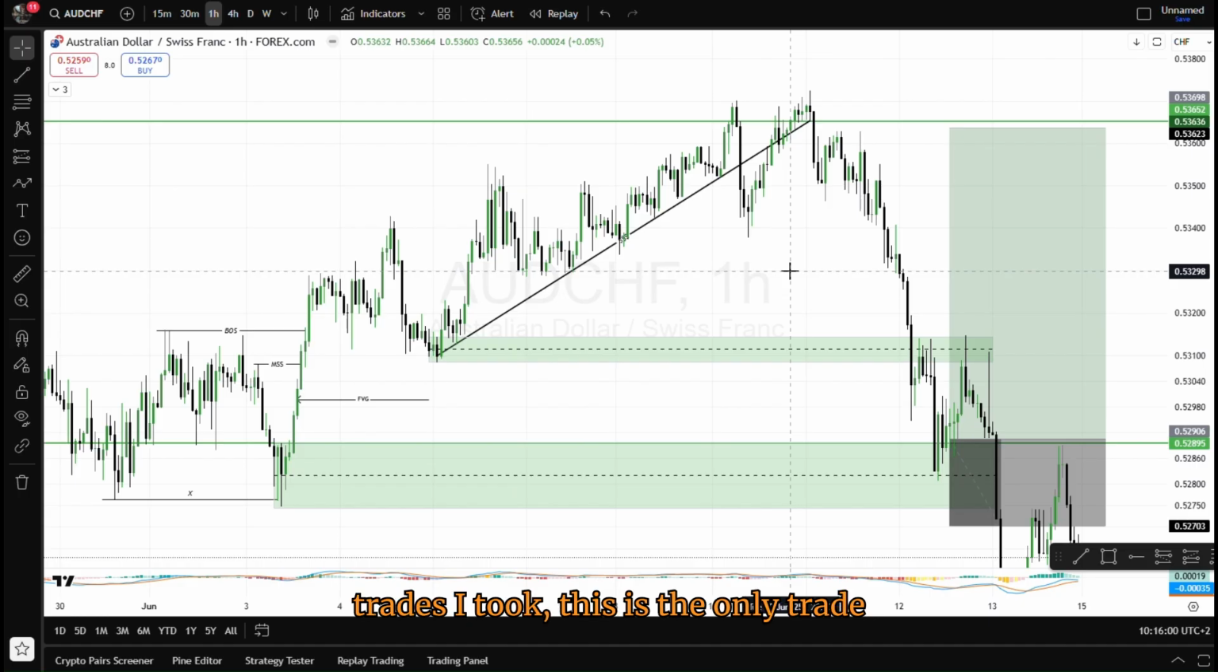Out of the 5 trades I took, this is the only trade that hit my stop loss, and it was nice losing also, because I still need to observe my emotions in case of losing. You can never be right 100%. You can never be right 80% of the time. At least 70, 60 is nice. That can also give you a good and nice rate.